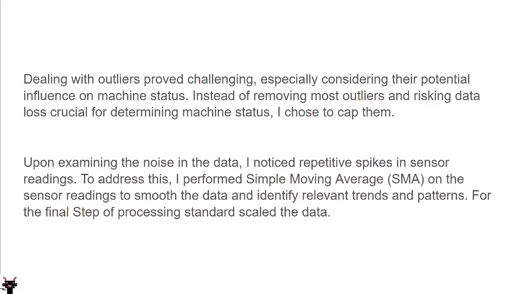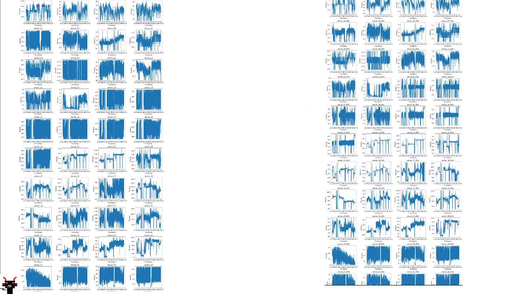And also, while examining the data, I realized there was lots of noise. So to address this, I applied a simple moving average on the sensor readings to smooth out the data, because the data is very clumped together with a bunch of sensors, so it's kind of hard to see the trends. So this is the before. This is the after. All the lines are a little bit smoother. You can see the trends a little bit better.